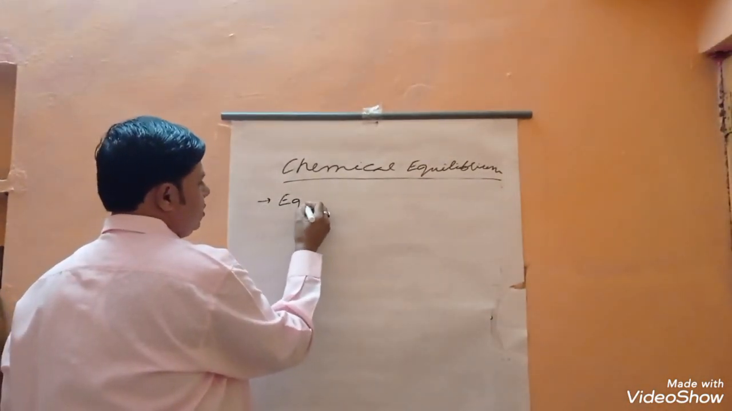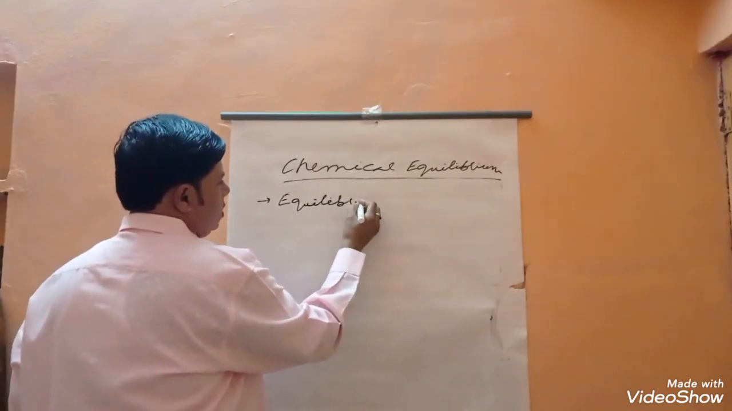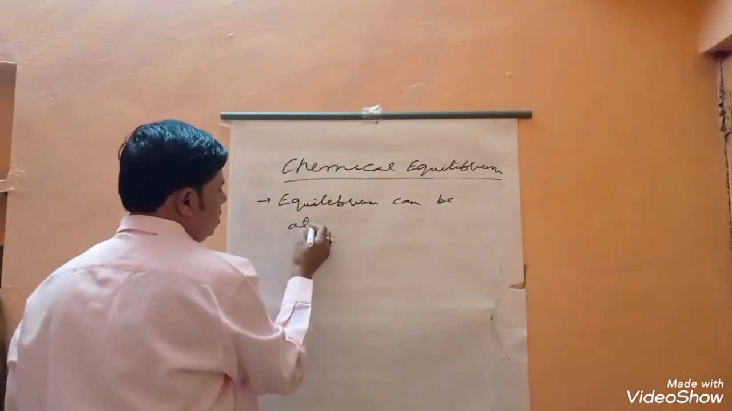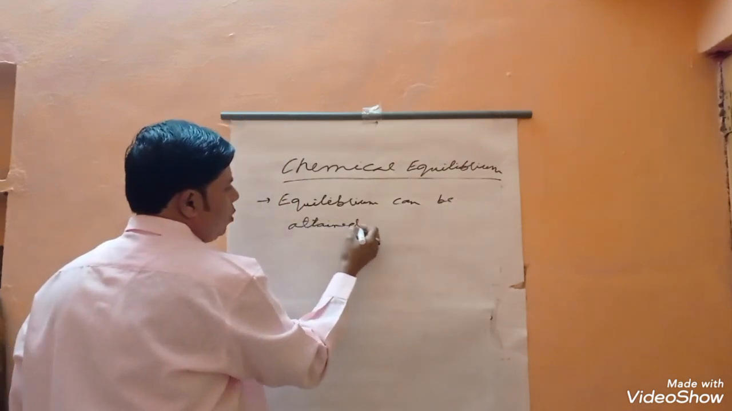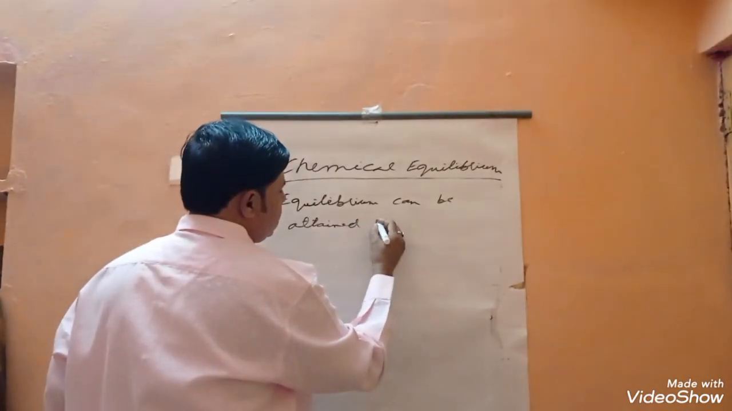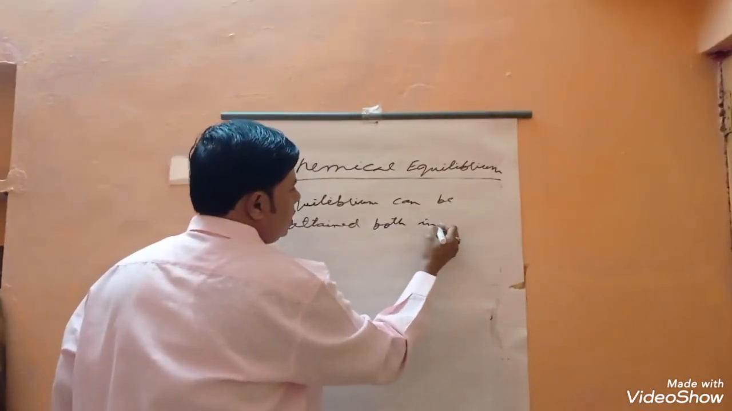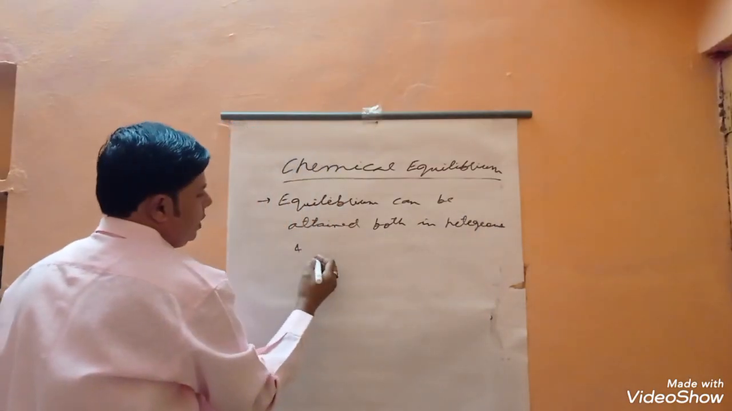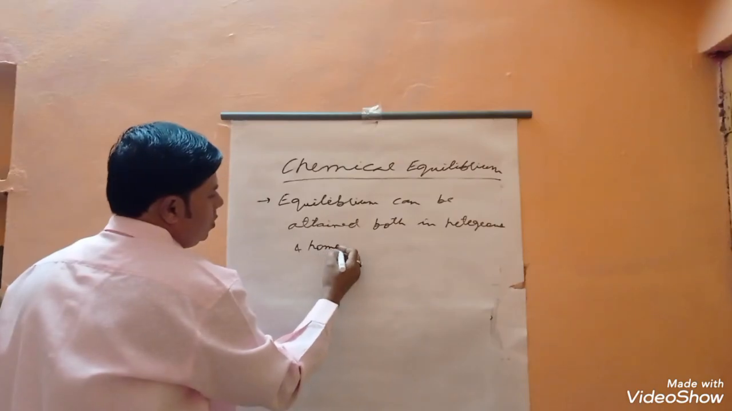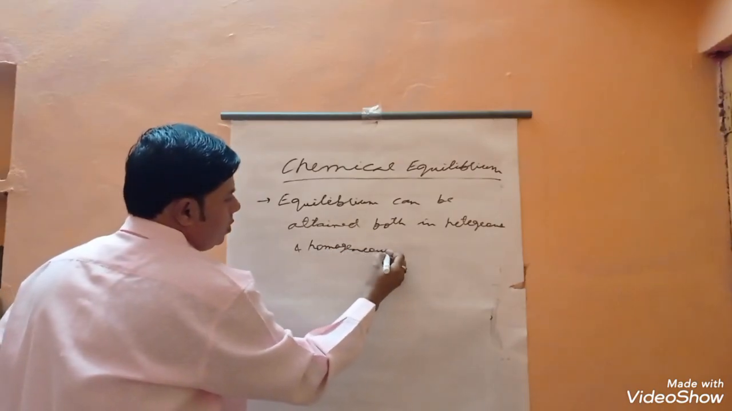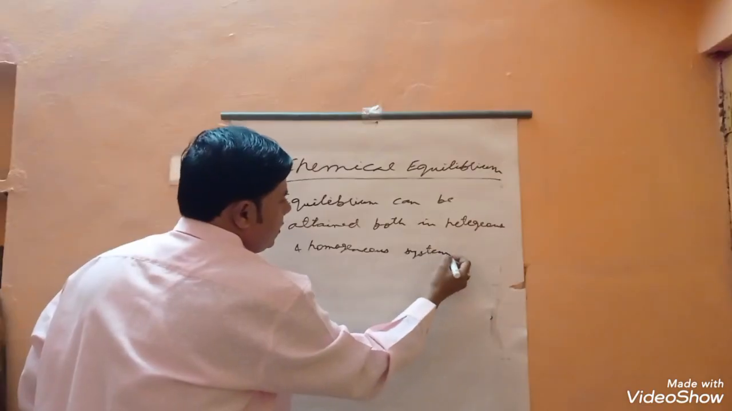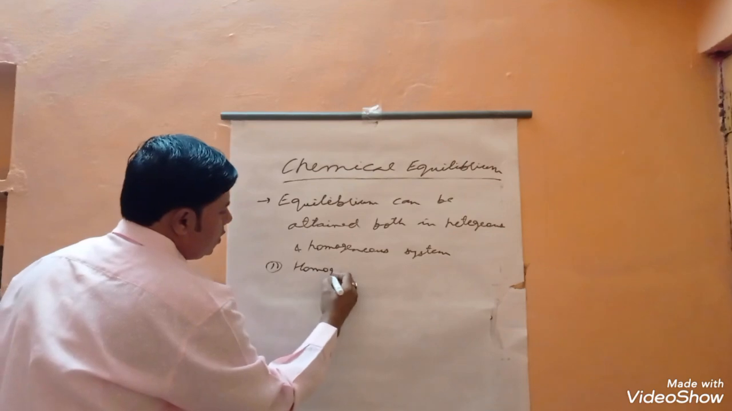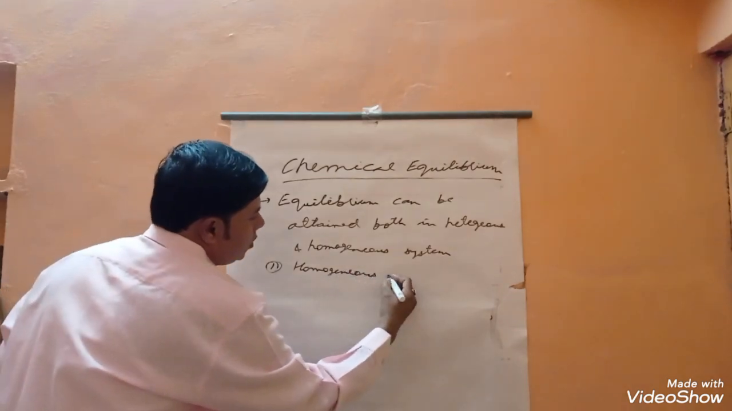Equilibrium can be attained both in heterogeneous and homogeneous systems. First is homogeneous equilibrium.